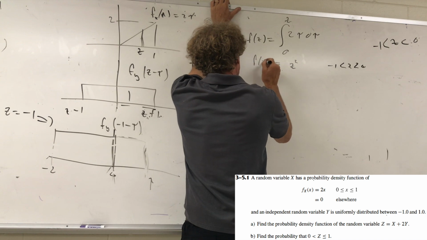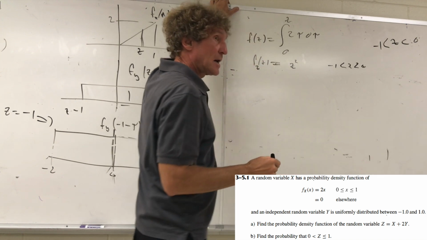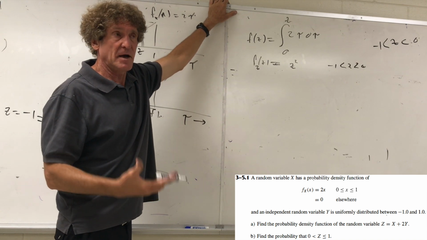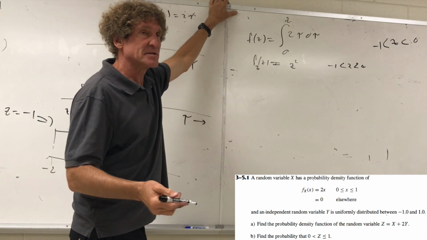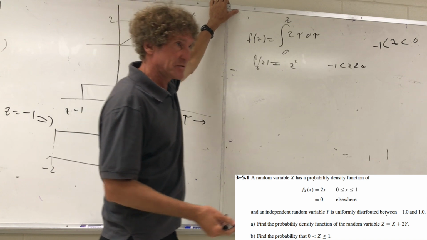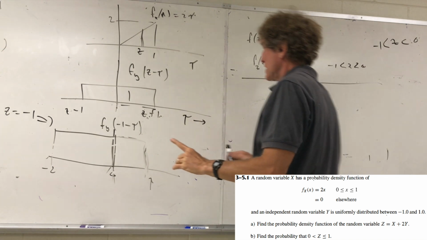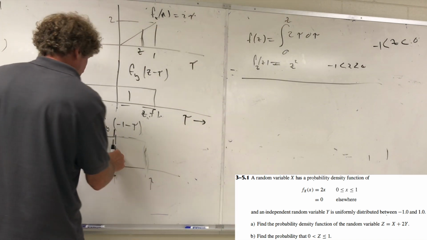That's f of z. Agreed, class? I'm just doing convolution of the two things, right? For the other one where they have 2y, we have to adjust that because it's not just convolution, we have to adjust it. All right, now what happens when this window moves through?